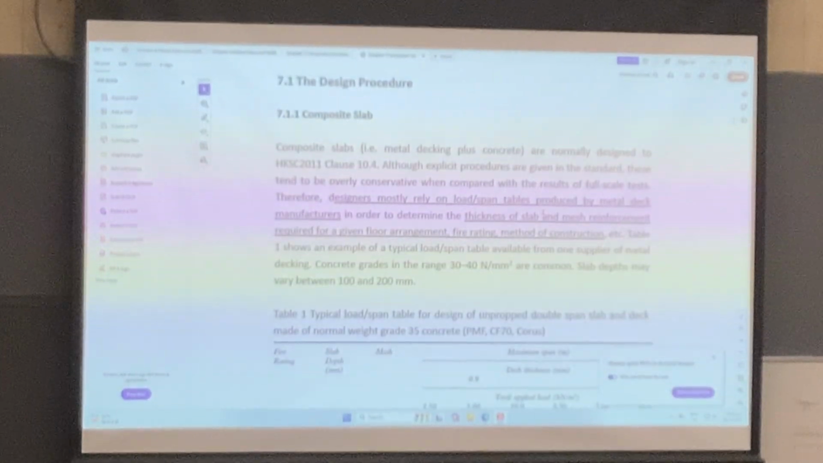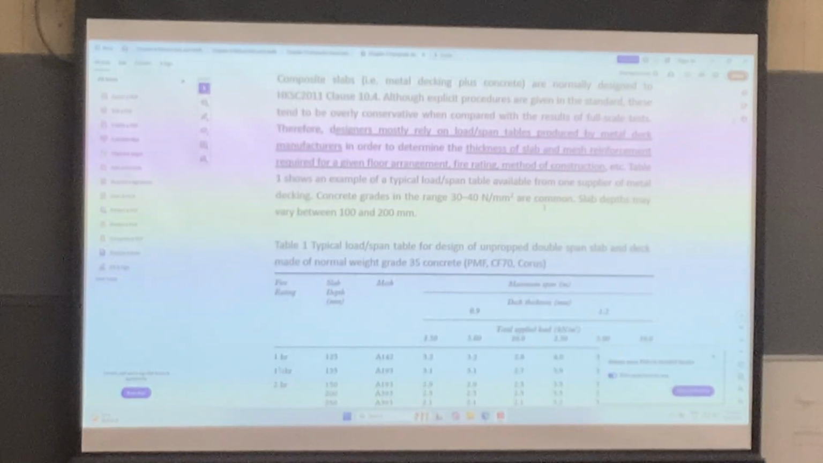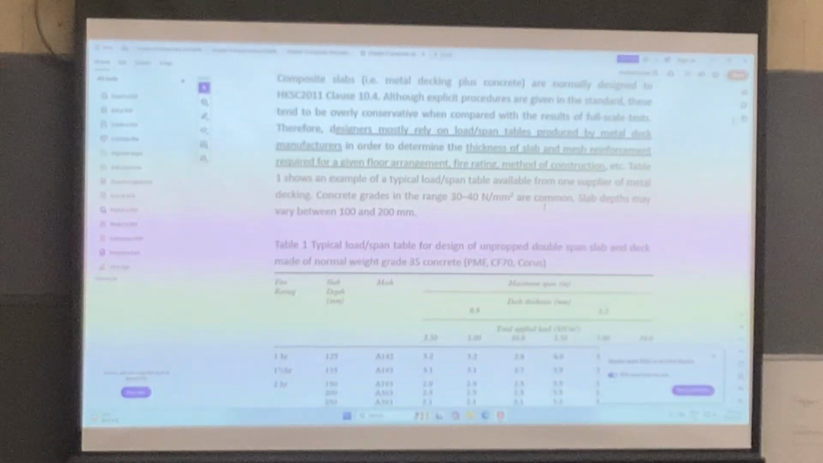Now for the composite slab, as I mentioned, there's actually a rigorous way in the scope of practice to design the moment capacity of the composite slab. But that one actually is more complicated. So here I would like to introduce you to the load span table, usually provided by the supplier.